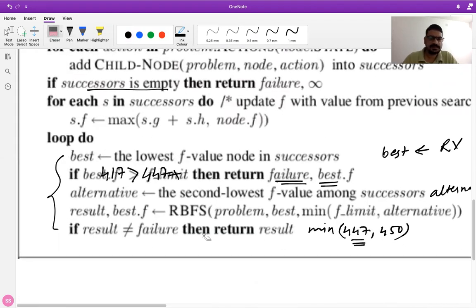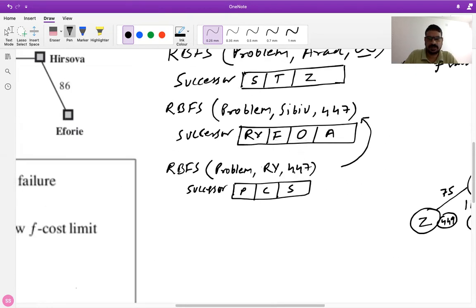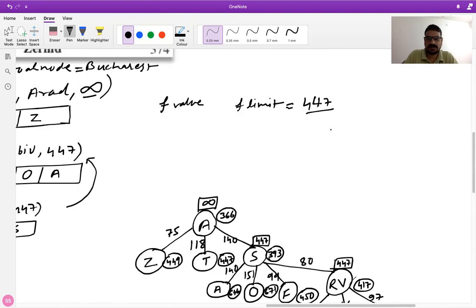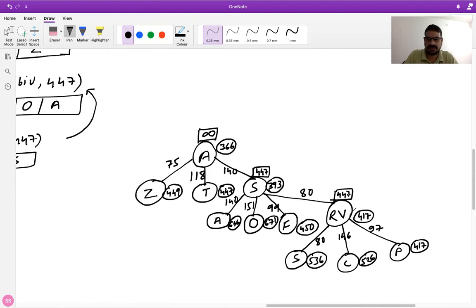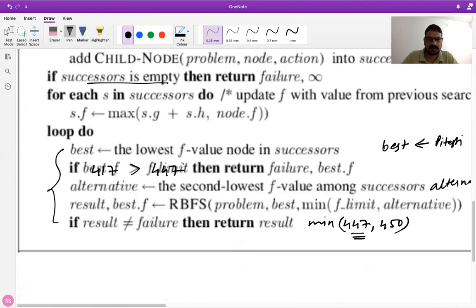Now this loop will find out the best. What is the best? The best is Pitesti. Pitesti's best F is 417. Is 417 greater than the F limit? The F limit is 447. If you are not remembering, you just go here. We have already done it: 447 is the F limit. Is it greater? No, it is not at all greater. Then this is not going to satisfy.